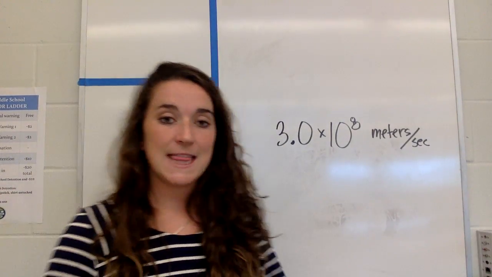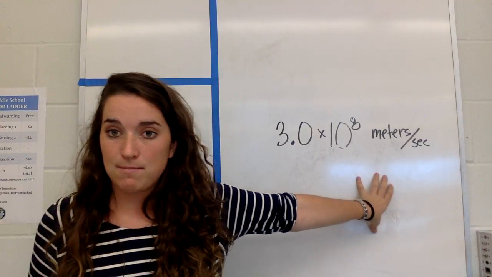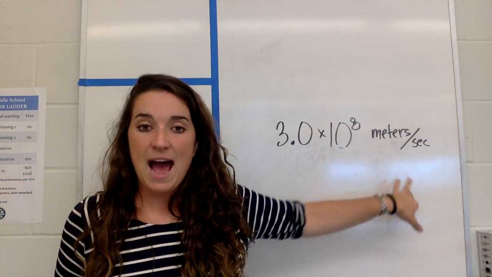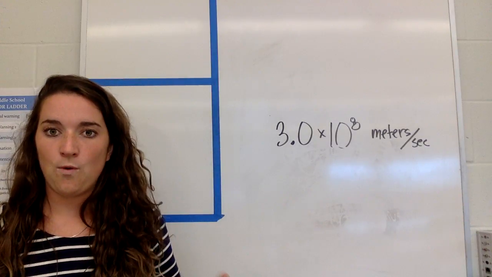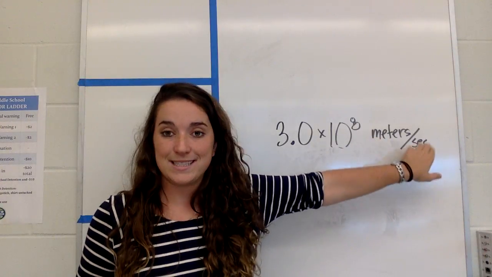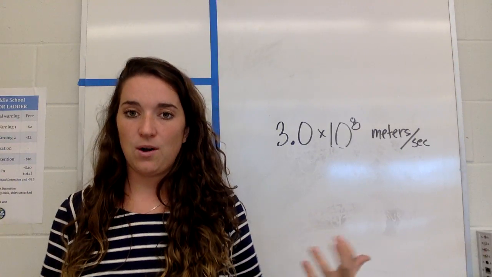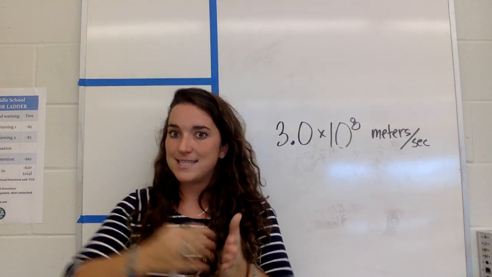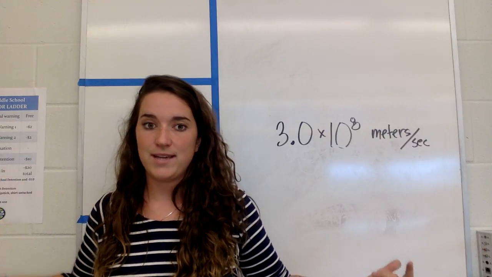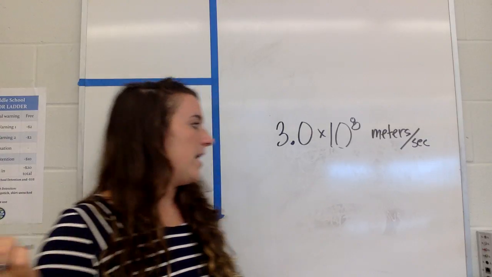So question 1. Light travels at approximately 3 times 10 to the 8th meters per second. How far does light travel in 1 week? All right, so we know how many meters it travels in 1 second. We need to figure out how many meters it travels in a whole week. So we need to go from seconds all the way to weeks. So first I need to figure out how many seconds are in 1 week.